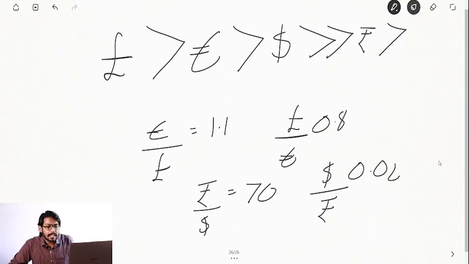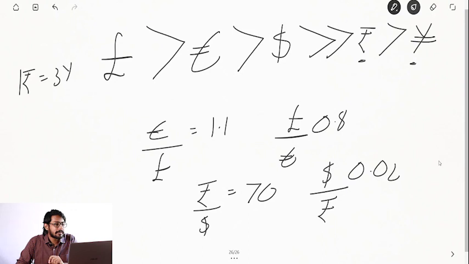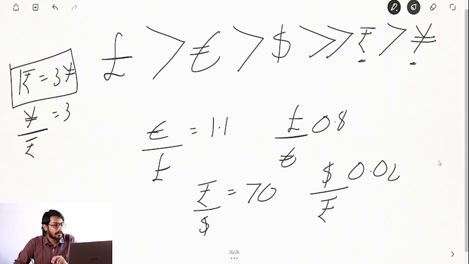And rupee is greater than yen. Yen, by the way, is the currency of Japan. Again, rupee is greater than yen. I think 1 rupee equals 3 yen or something around that range. 1 rupee is 3 yen. So, you can say yen by rupee. How do you give it in quotes? Yen by rupee is 3.